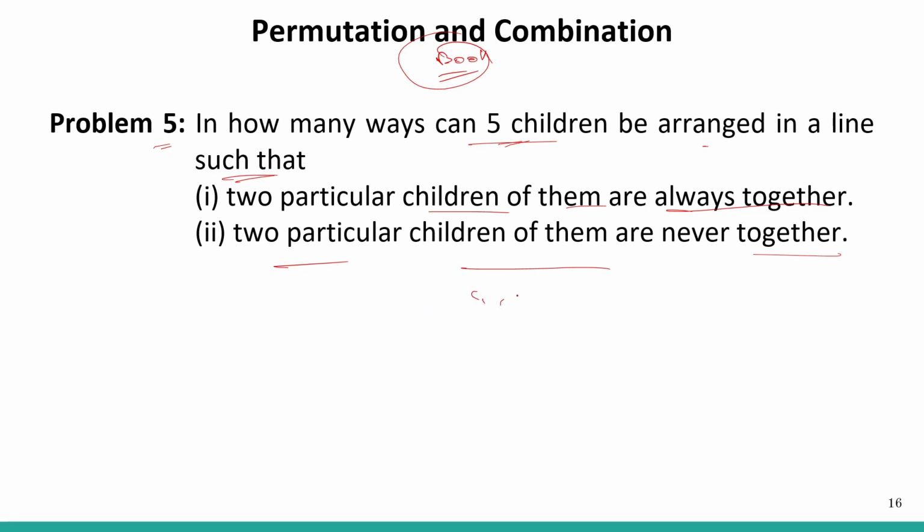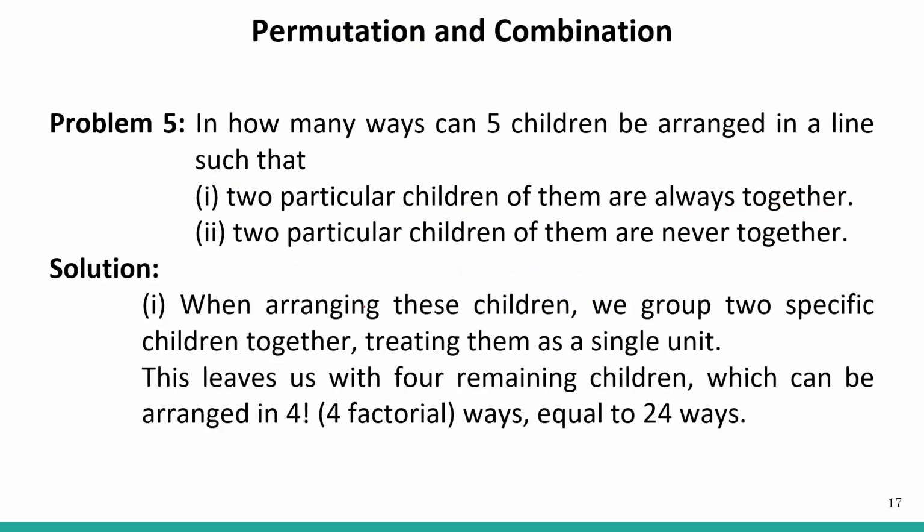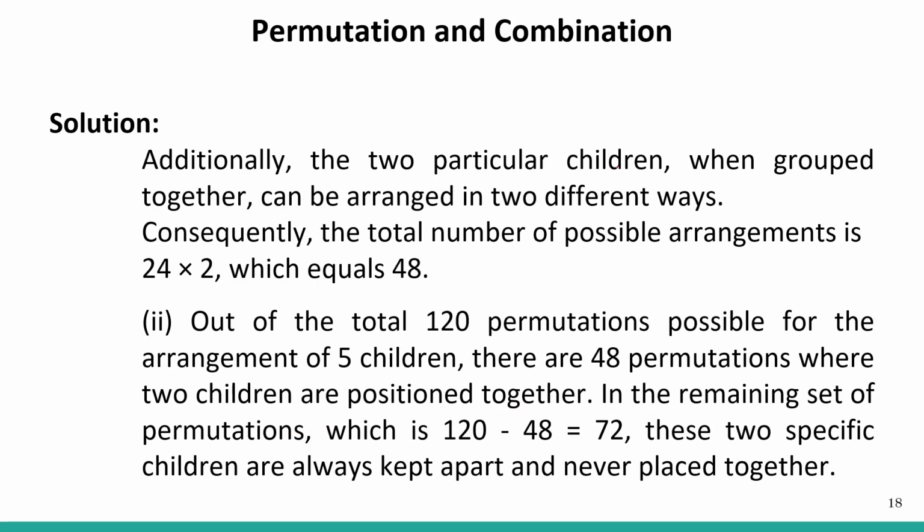Let's name them C1, C2, C3, C4 and C5. Two particular children are never together. One question is this and one question is this. For part I, where they are always together, we group the two specific children together, treating them as a single unit. That is how we approach this kind of question. That leaves 4 remaining, so there are 4 factorial ways, equal to 24 ways. Additionally, the two grouped children can be arranged in two different ways. So 24 into 2 is equal to 48 ways.